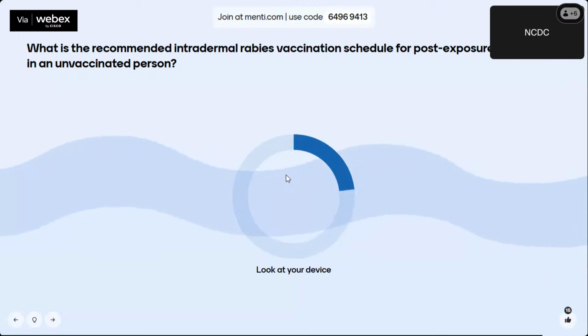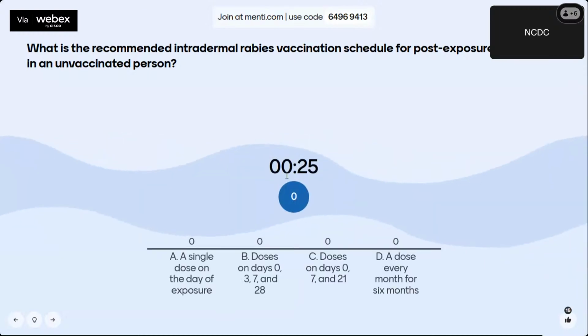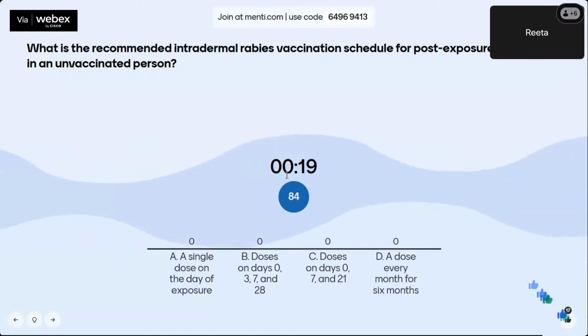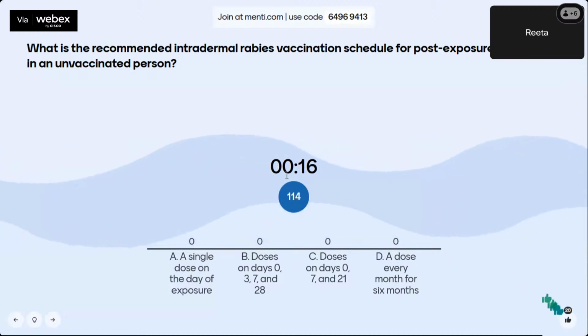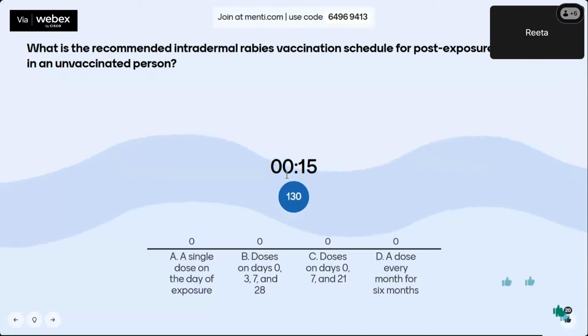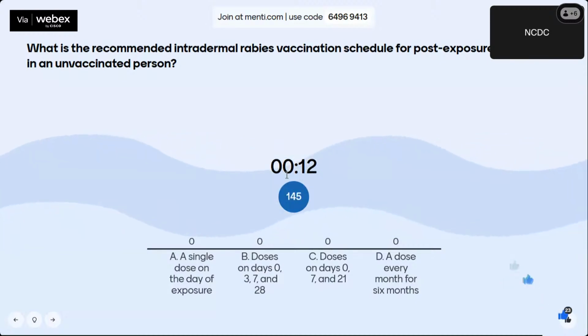What is the recommended intradermal rabies vaccination schedule for post-exposure prophylaxis in an unvaccinated person? Single dose, doses on 0, 3, 7, 28, doses on 0, 7, 21, or dose every month for 6 months.